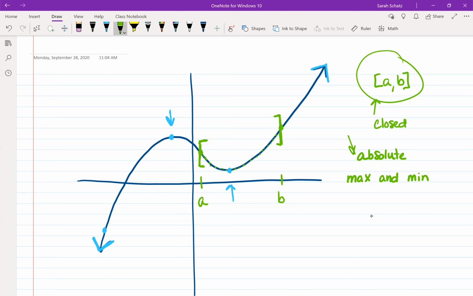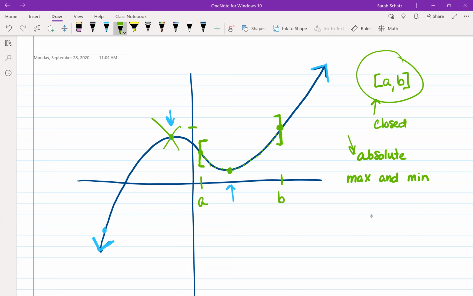Notice that in this interval, we do have a critical point that is in our interval. Now, this critical point over here is not in our interval, so it's not having any effect on the answer of this particular problem. But notice that this critical point is the actual lowest y value in my interval. My absolute highest y value in my interval is actually this point at B.